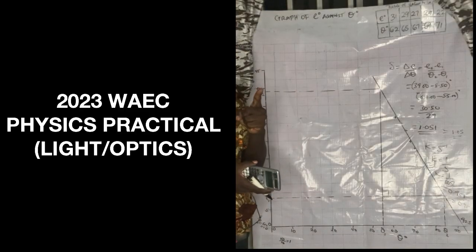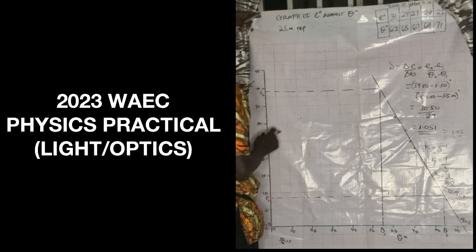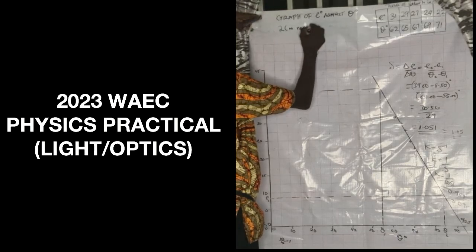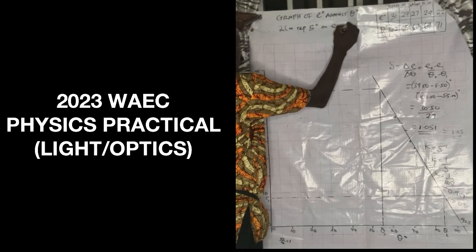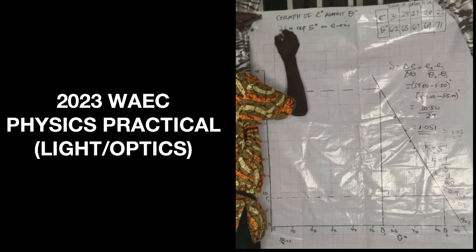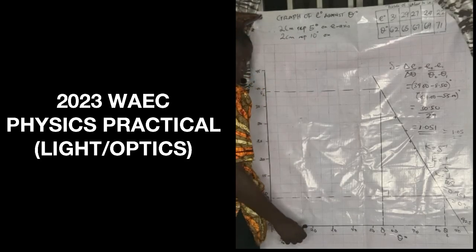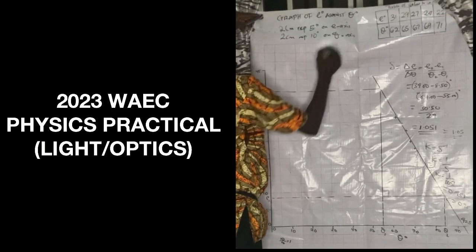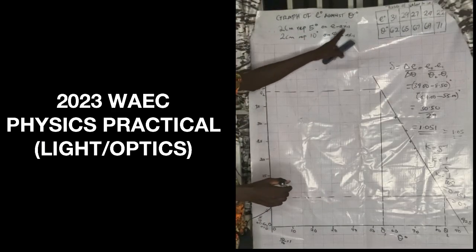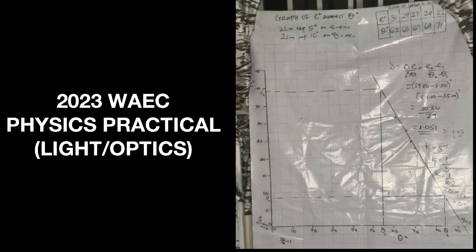And lastly, before I go, I'm going to write the unit here. 2 centimeters represent 5 degrees on E axis, and 2 centimeters represent 10 degrees on theta axis, because we are using theta axis. So 2 centimeters represent 5 degrees on E axis, 2 centimeters represent 10 degrees on theta axis. So that's that about that.